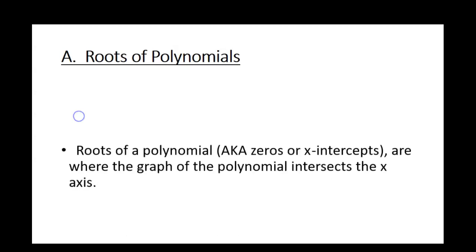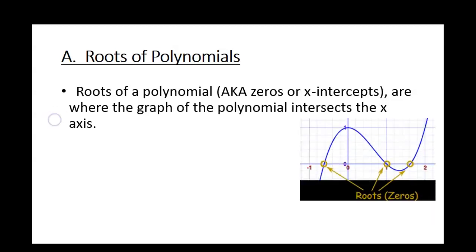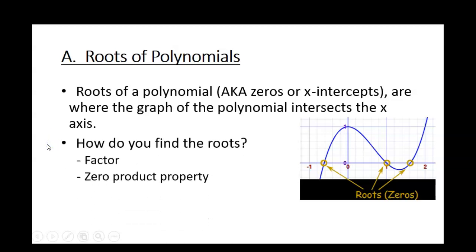So roots of a polynomial are also known as the x-intercepts, where the graph touches the x-axis. Now the significant thing there is that that's where the y value equals what? 0. So that's where the y value equals 0.